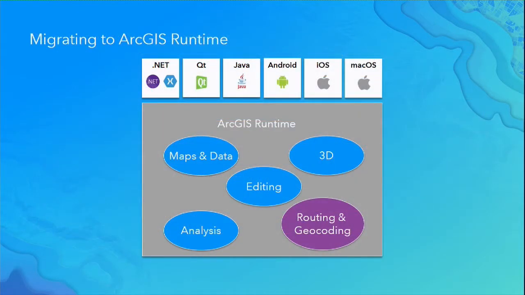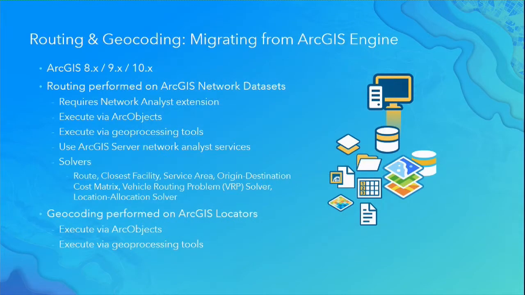And the final part of the 5 areas we identified, routing and geocoding. So within ArcGIS Engine then, your routing and geocoding, routing was based on ArcGIS network datasets, required a Network Analyst extension. You executed that via ArcObjects or geoprocessing. You could also connect to and use ArcGIS Server Network Analyst services. And then geocoding was based on those ArcGIS locators.